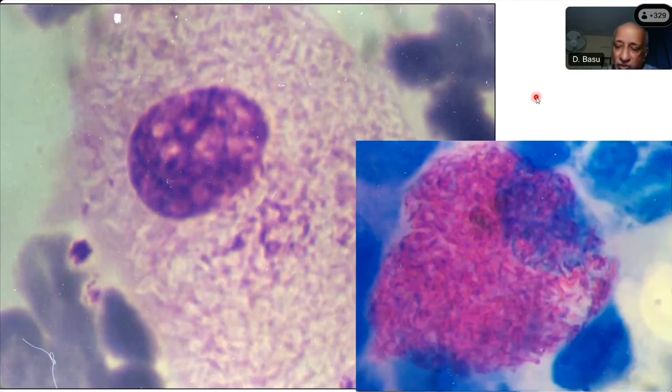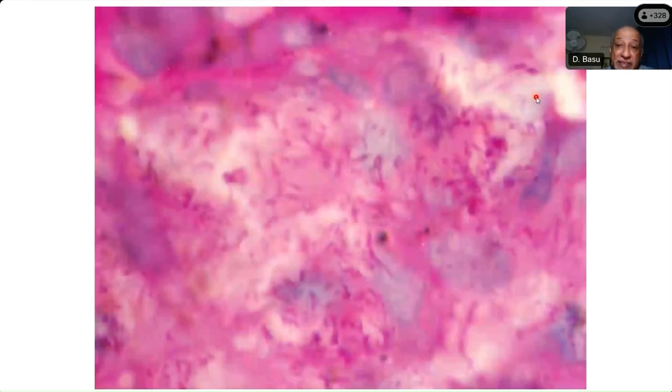This is actually a very old slide of mine. I'm very fond of this slide. I've been showing it. So this was the first time we picked up such teeming mycobacteriosis in the bone marrow. What stain is this? Looking at the color, what do you think the stain is? Magenta stain. That's PAS stain.